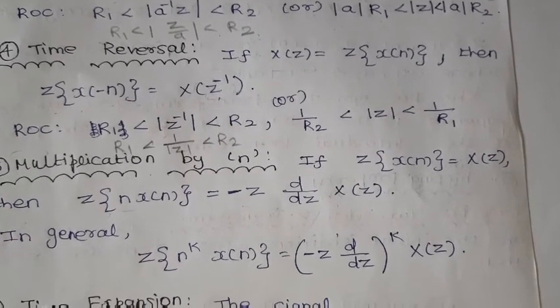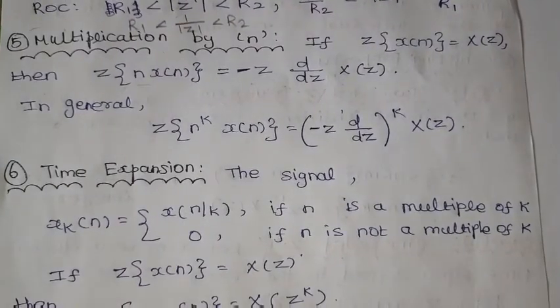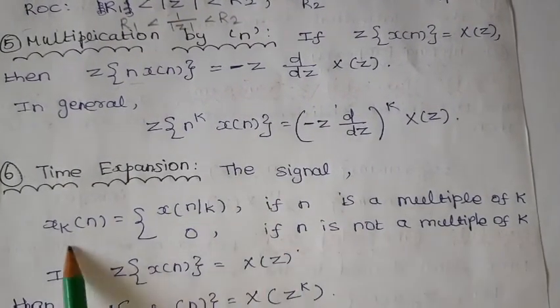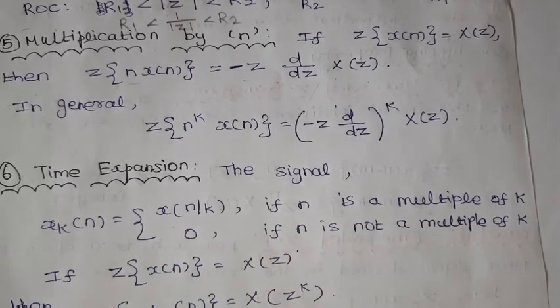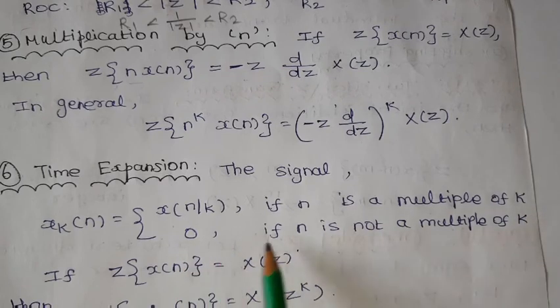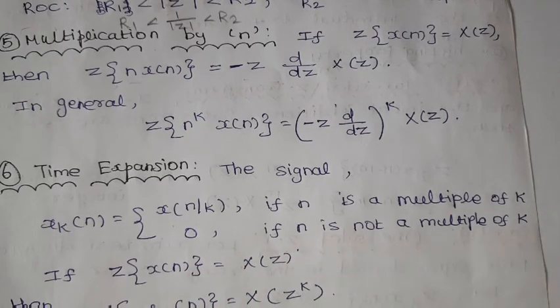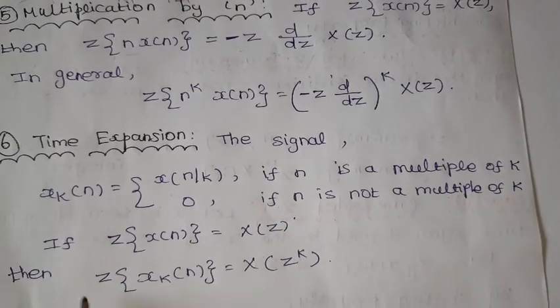Okay, what is the next one? Time expansion. The signal xk of n is equal to x of n by k if n is a multiple of k, and 0 if n is not a multiple of k. If the z transform of x of n is equal to X of z, then xk of n has the z transform X of z power k.